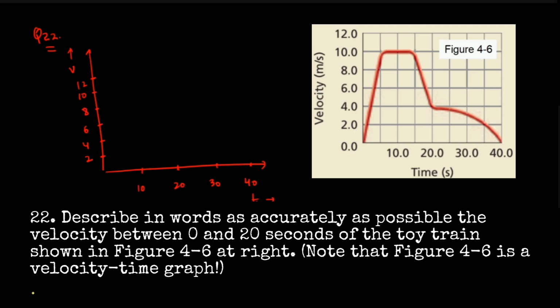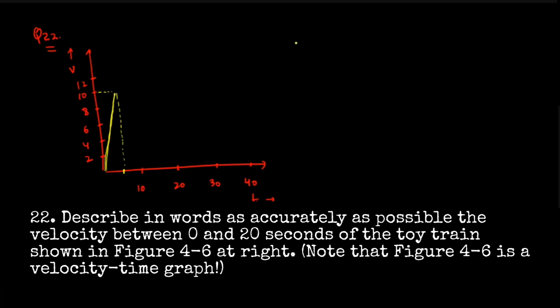So the first line, 0 to 5 seconds. The toy train velocity increases sharply. So within 5 seconds, its velocity becomes 10 meters per second. Now just tell me, if this part is representing that its velocity is increasing from 0 to 10 meters per second in 5 seconds, what can you say about the motion of the toy train? It's accelerating. So we will write that thing only.